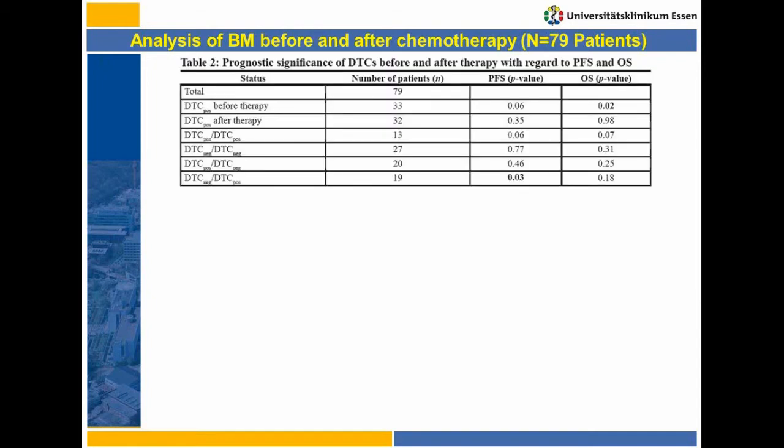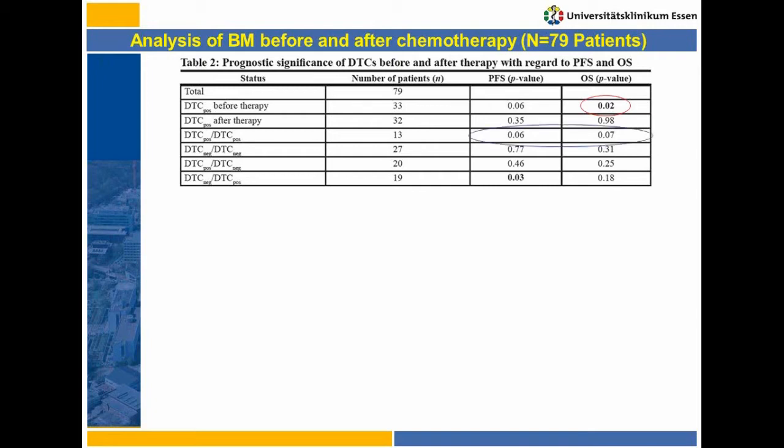So what did we do? We had 79 patients, and of course we analyzed the prognostic significance of these cells with regard to progression-free survival and overall survival. Although this was a smaller cohort, we could show that the DTCs before therapy were of prognostic significance with regard to overall survival.